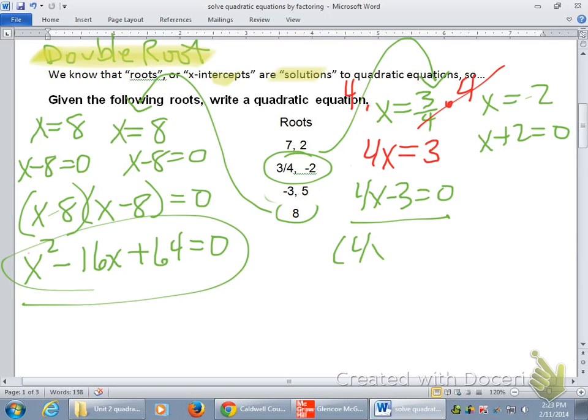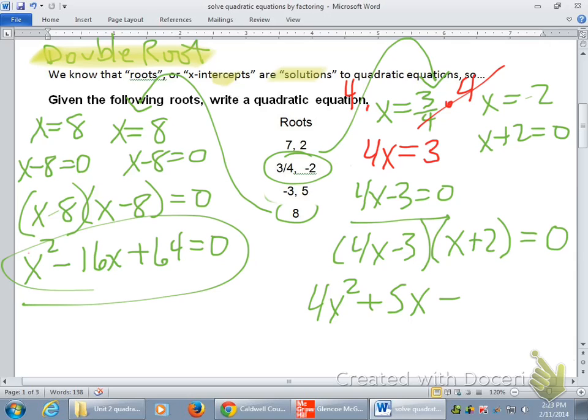Now let's multiply them out. Does this look more in line with what you're accustomed to doing? Having all integers up here? Yeah, that looks better, doesn't it? So now we can multiply, and that's going to give me 4x squared. Let's see, plus 8x minus 3x is plus 5x and minus 6.